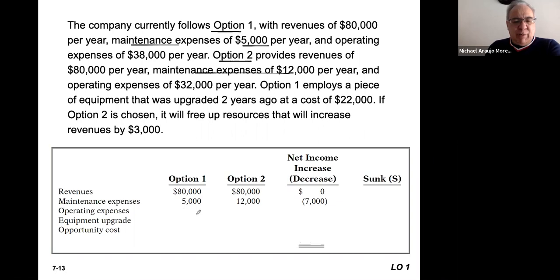So in essence, option two with higher maintenance expenses would decrease their net income, decrease their profit by $7,000, because more costs mean less profit. Operating expenses went from 38 to 32, which means that because option one expenses are higher than option two expenses, option two would, in essence, increase their net income by 6,000, because the lower the expenses, the bigger the profit.